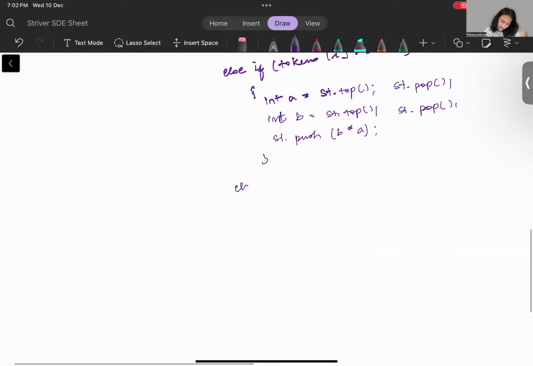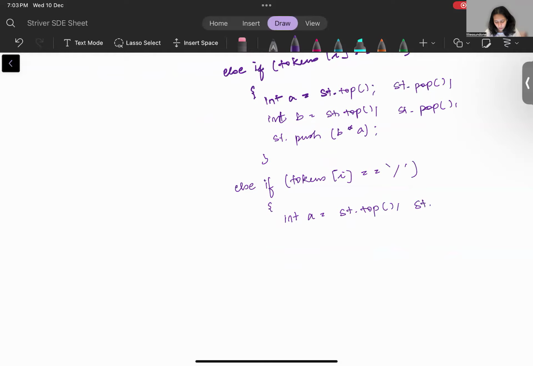Then finally your last operator, division. Int a is your stack top. Then you pop it off. Int b is your, again, stack top. Then you pop it off. Then you push into stack b by a.